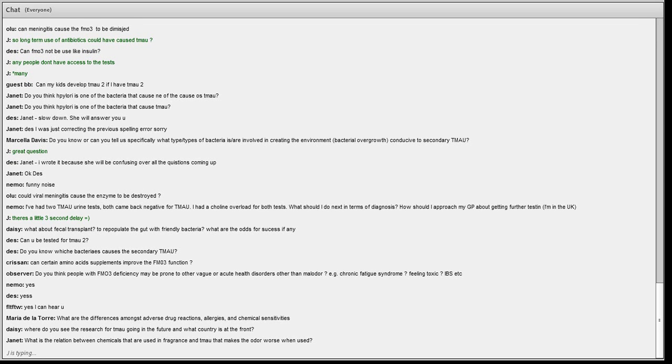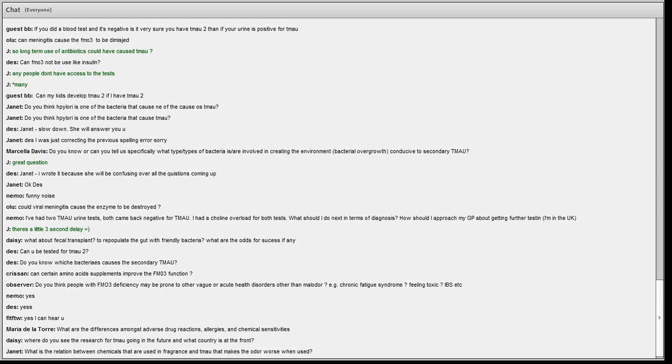Next, Maria is wondering, what are the differences amongst adverse drug reactions, allergy, and chemical sensitivities? Or with fatigue, but I stand corrected by the people who actually have the disorder. There's no documented evidence for that. Patients might have those symptoms, but there's no documented evidence.